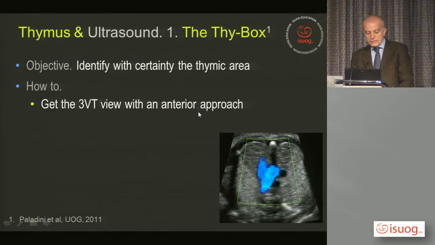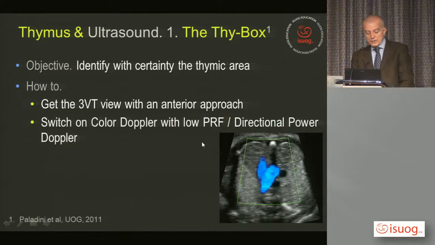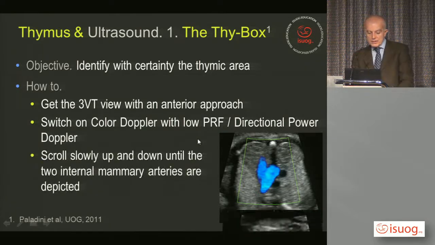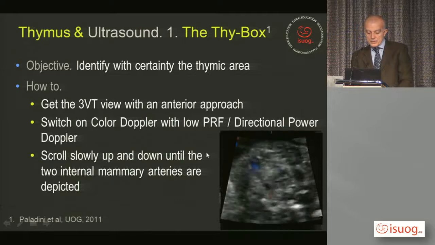So how to do that? First, get the three-vessel and trachea view, switch on color Doppler, and sweep slightly a few degrees up and down until you find the two internal mammary arteries. You can do it with color Doppler with reduced PRF or with power Doppler, no matter, but you will see them once you're familiar with this type of technique.